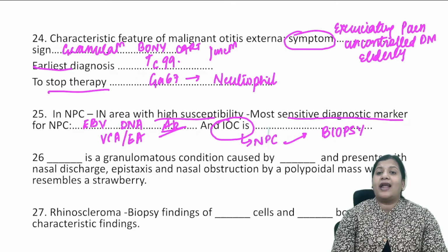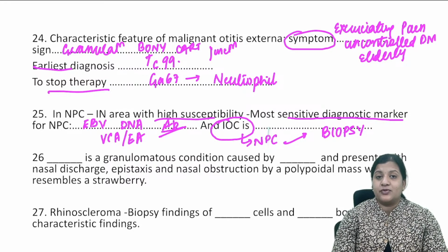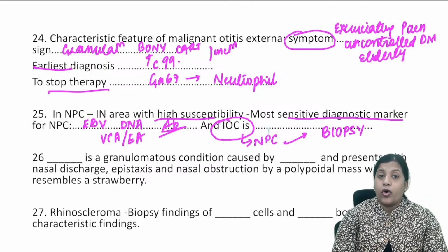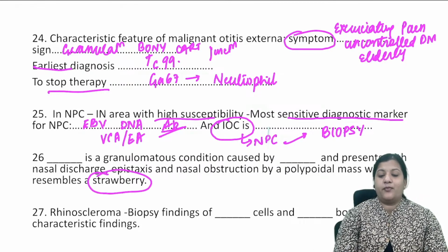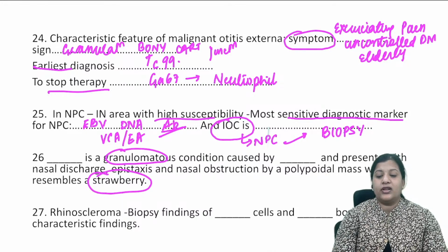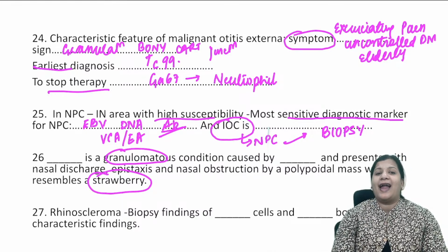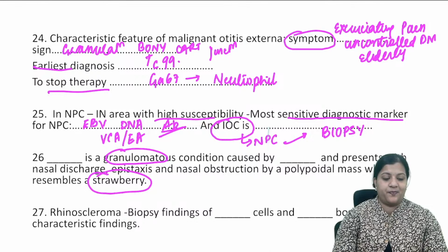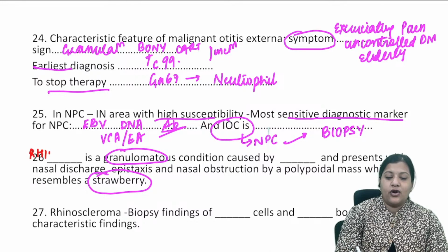This is a granulomatous condition that presents with nasal obstruction, epistaxis, and a polypoidal mass that resembles a strawberry. So they're telling you that this is a granulomatous disease presenting with a mass with bleeding and nasal obstruction. What is it? Very good. It is rhinosporidiosis.